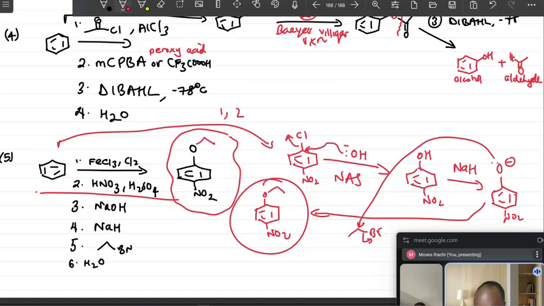Alright, let me check your notes again. So which part did you not get right? This one? It was the nucleophilic aromatic substitution? No, it was literally just the NaH. I got everything else right. Did you get here? Yeah. So this one is the Williamson ether synthesis. We talked about that. Yeah.